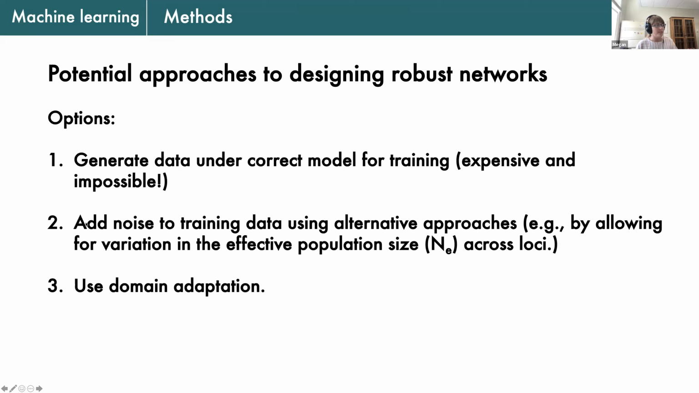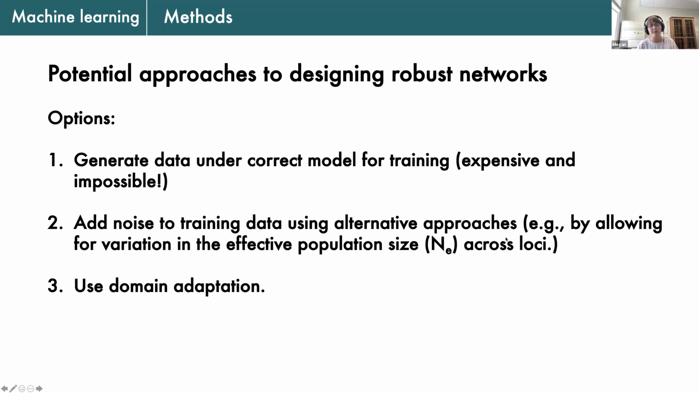The second option is to add noise to our training data. And so perhaps our data is just noisier than the training data, and this causes us to select more parameter-rich models, like models that include migration. We tried this by allowing for variation in the effective population size across loci.